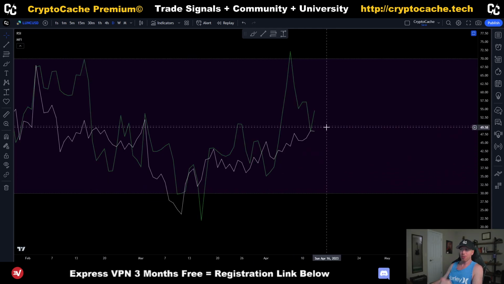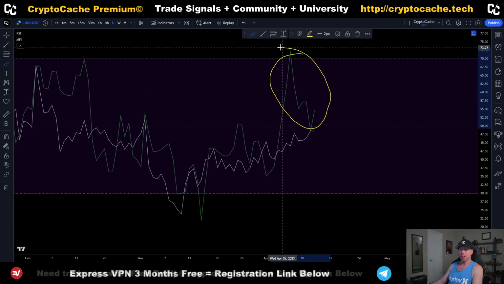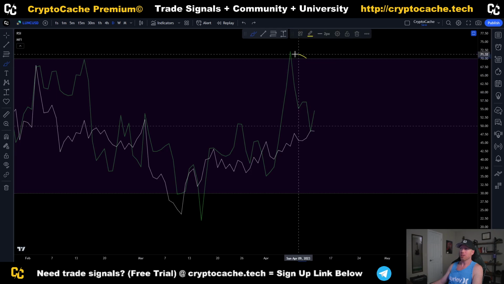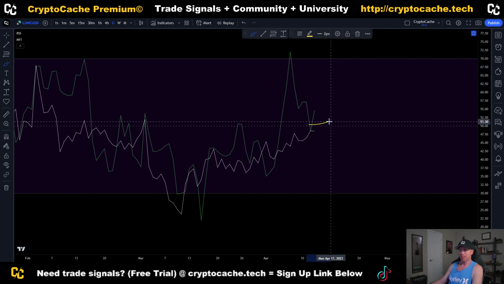We're kind of sort of getting rejected off 50 in the RSI. While we haven't officially hit that, we have a lot more money flowing into the market, which is fantastic. We want to see that. But as long as the money flow index stays high and stays above 50 here, then we should be able to get this RSI to come above 50.